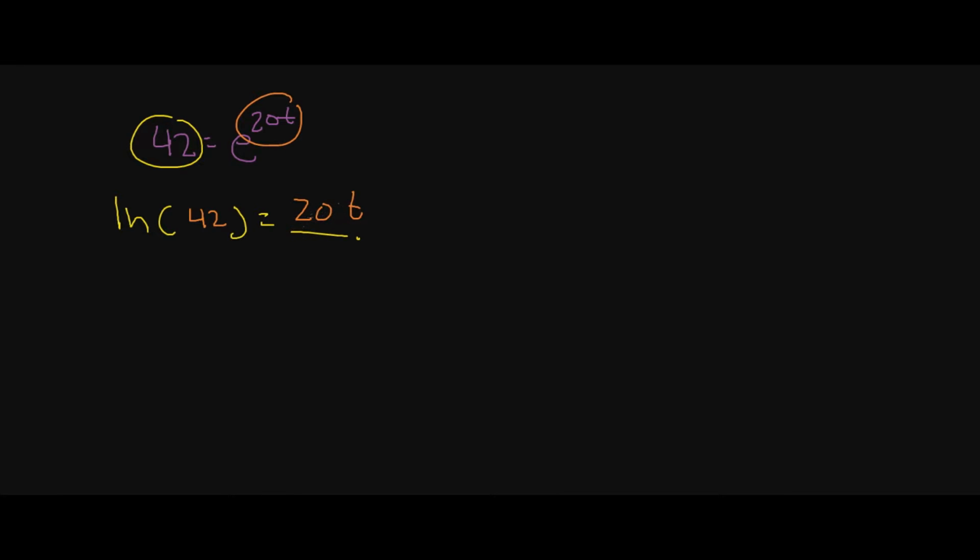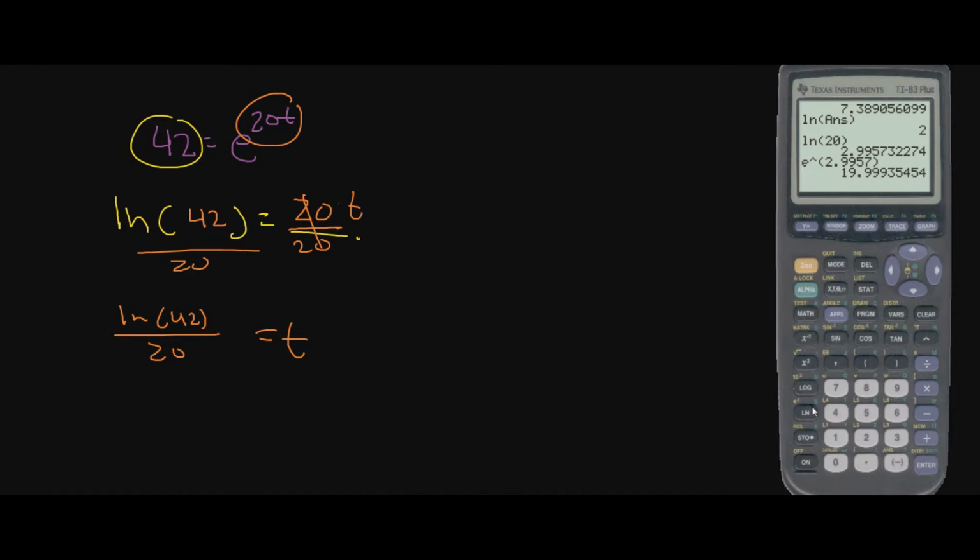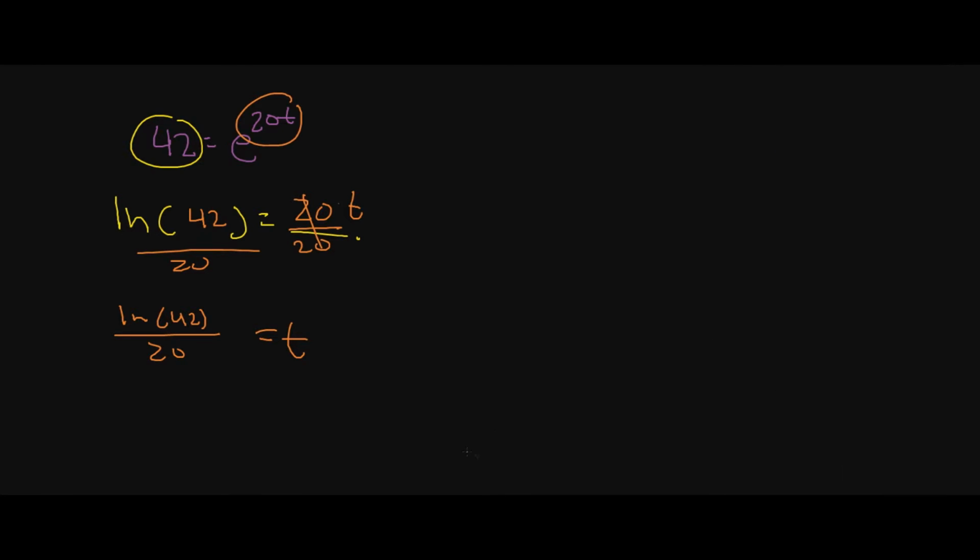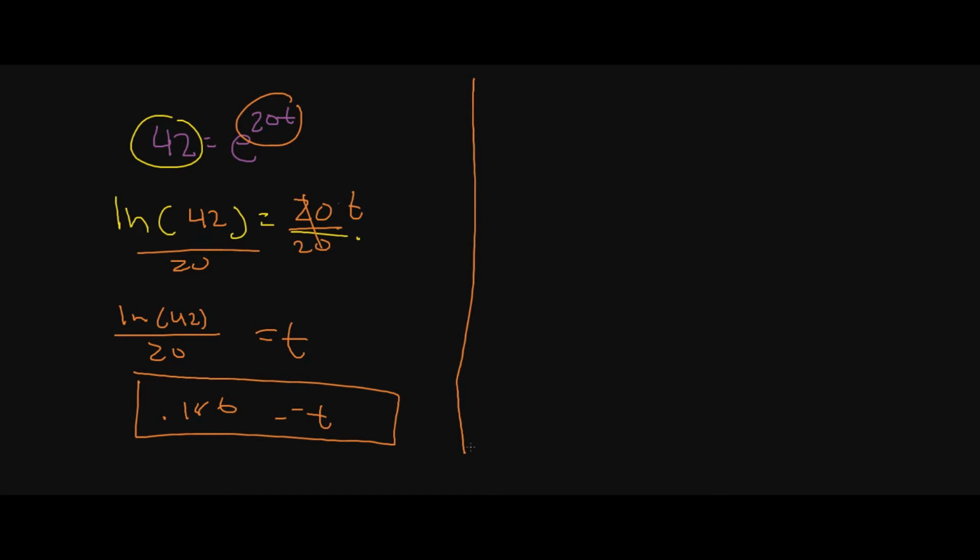Now, what do we do to solve? Well, we can just divide both sides by 20. That's how we get rid of that. And we get t is equal to ln of 42 divided by 20. Let's put that into the calculator: ln of 42 divided by 20. And we get t is equal to 0.186, and that is my answer. Let's go through one more example, just as an introduction, and then in the next video we'll go from natural log back to its exponential form.